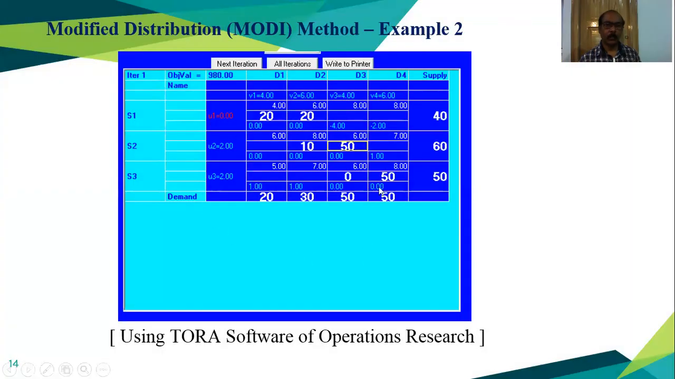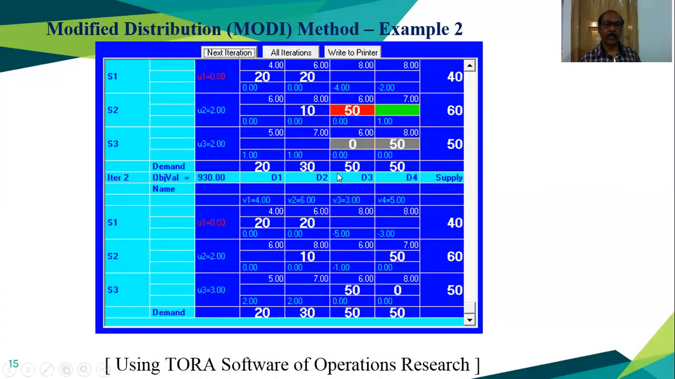Now this solution we got by using the TORA software of operations research. This is our first solution that we got by using the Northwest Corner rule. Here instead of epsilon they are using 0, that is the dummy allocation. Then step by step we got the iteration table. They iterated with the help of that, improving the result, and we can see how it is improving.